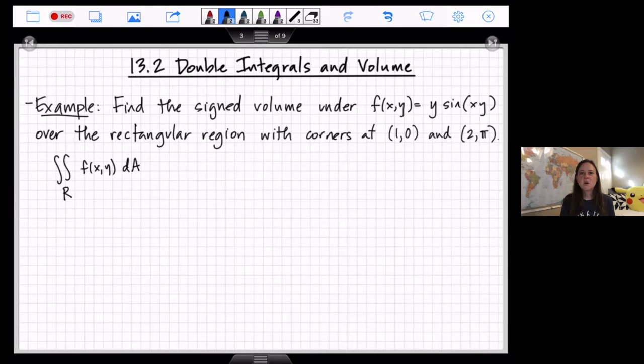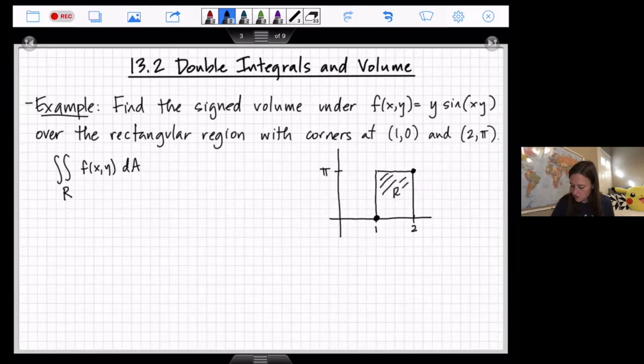All right, so let's go ahead and draw our region. It says it's the rectangular region with corners at (1, 0) and (2, π). So 1, 0 would be this point here, and then 2, π, I don't know, let's put that up here. The rectangular region with those two points as corners, we can go ahead and draw that. So this is our region R. We can imagine whatever this surface is, it's floating up above my page, and we're trying to find the volume that's trapped just over this rectangular region that I've drawn.